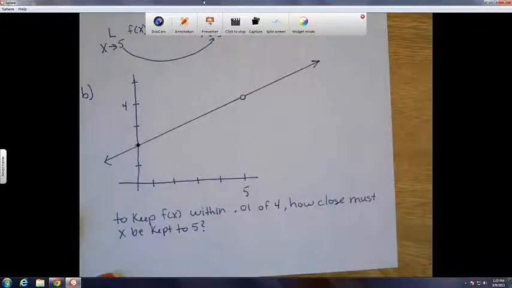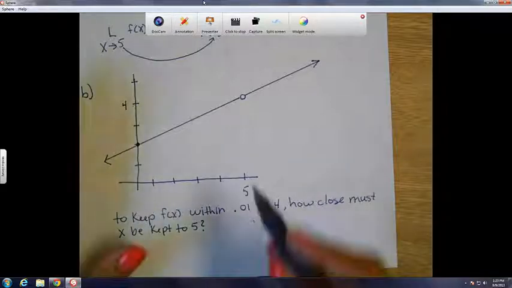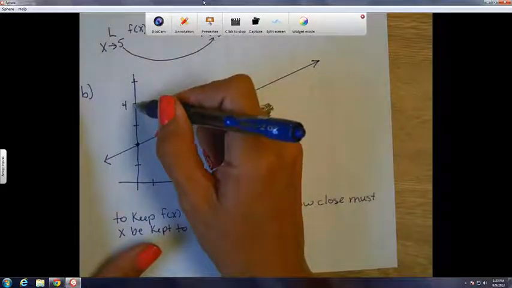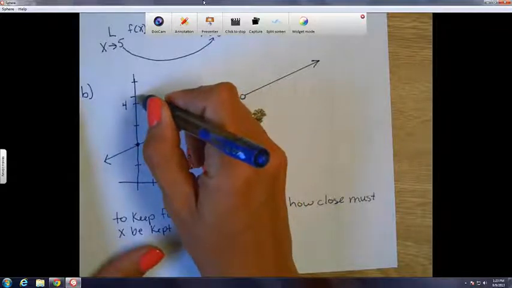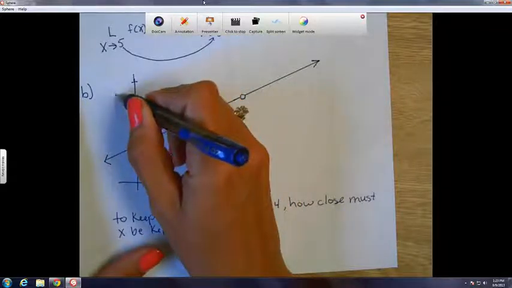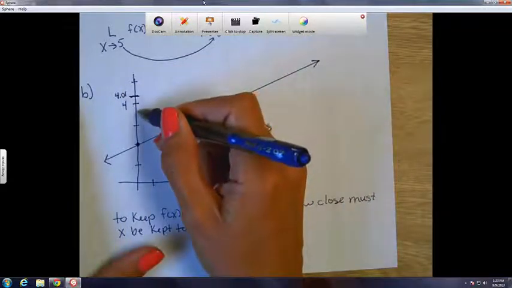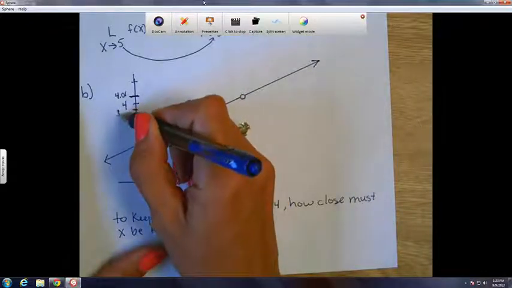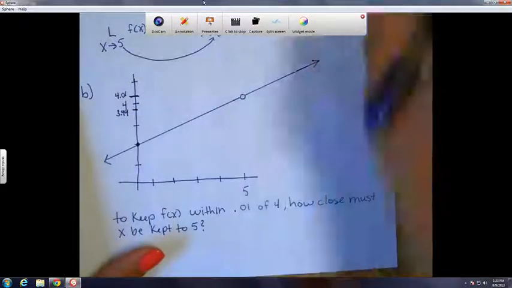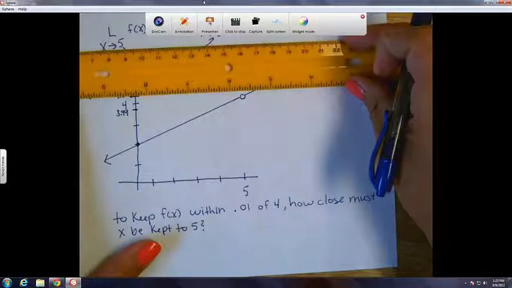So, what that question is asking, and I'm going to exaggerate the 0.01, because 0.01 is not very far. Let's just say I want to stay within 0.01 units of 4. So I know this is bigger than it needs to be, but if that's 4.01, and if I go 0.01 before the 4, I'm at 3.99. We will see that there's a little window around the 5.